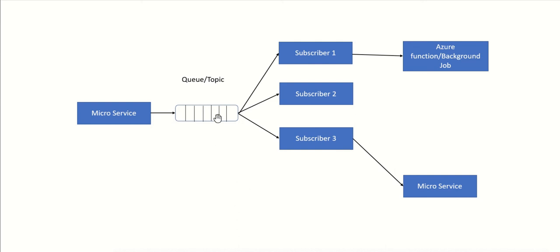So see here, the moment a message came, subscriber 1 is interested in that message. It did some processing, then handed over to an Azure function or background job for further processing. Subscriber 2 completely ignored it because it is not interested in the message. Whereas subscriber 3 did some processing and triggered one more microservice. So completely asynchronous in nature. Okay, this is how event driven architecture works, guys.